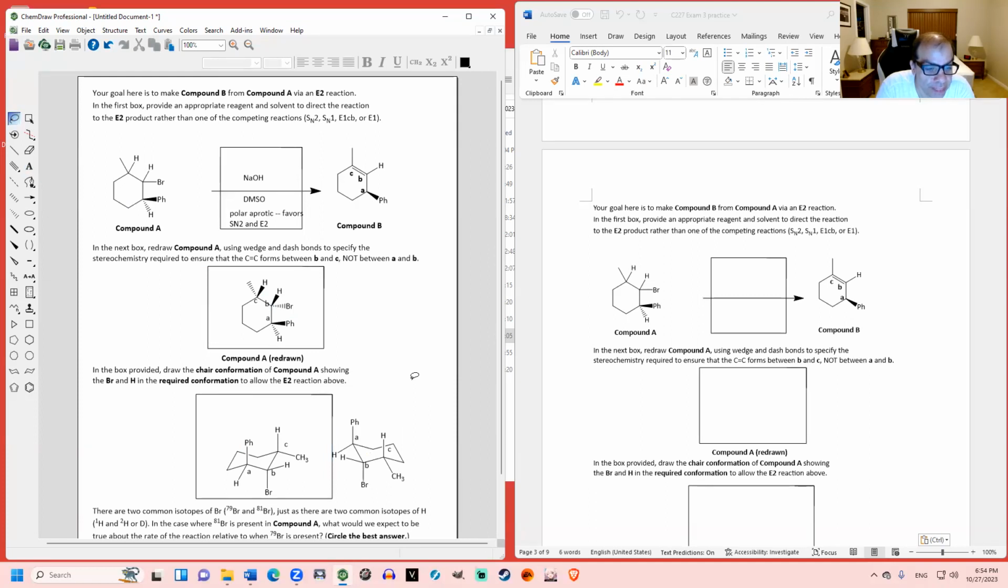Any variation on that is fine, as long as the hydrogen and the leaving group are both axial and one is up and one is down. Well, you also need it to match the drawing, right? This hydrogen is up, so that means this hydrogen must be up. The bromine's down, so the bromine has to be down on the chair form also. So all that needs to match.